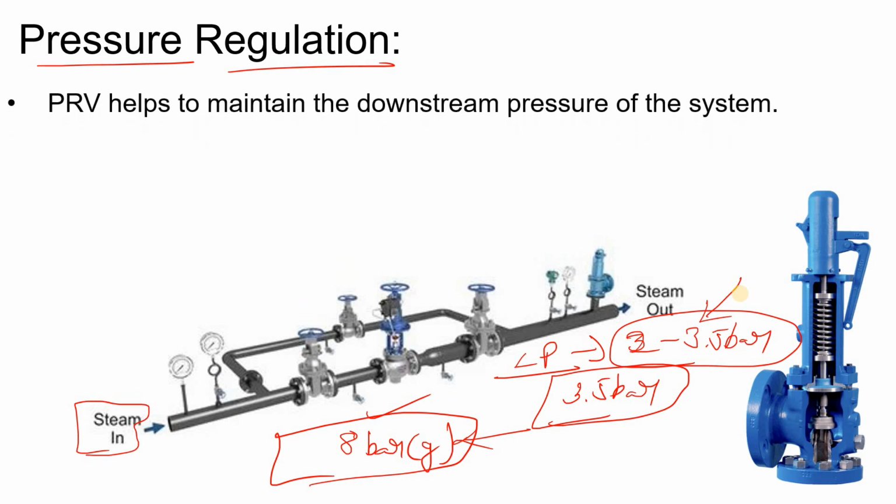So what the PRVs do, PRV and PSV help to maintain the downstream pressure of the system. Mainly this is done by the PRV, not the PSV. What the PSV will do, for example, if the pressure increases above the set point, it will simply pop up and release your steam from the pipeline or from the system to the atmosphere, right?